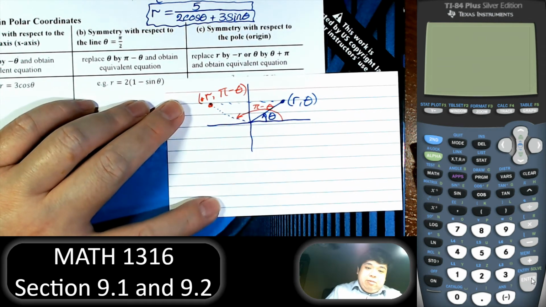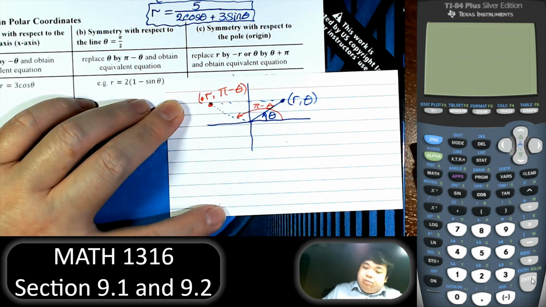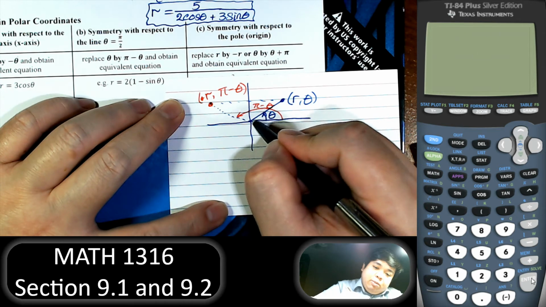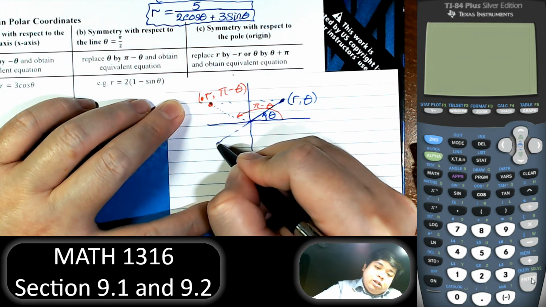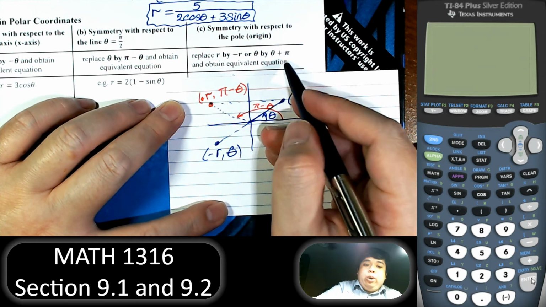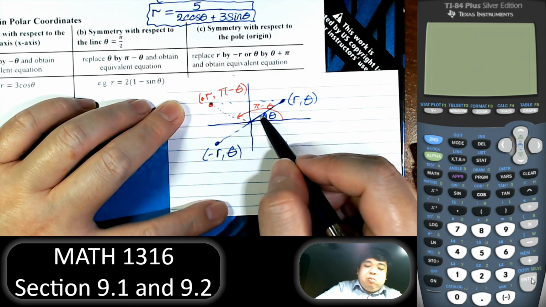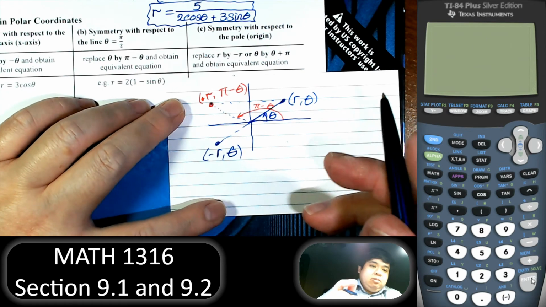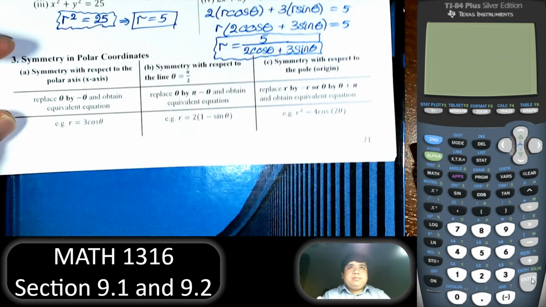And then of course we have symmetric with respect to the origin, which is if we have the point there, opposite to it, just say negative r comma theta, or we have r but add a pi to it. Right, so we have those kinds of symmetry.